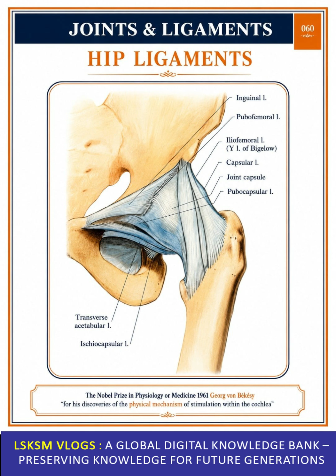Hip ligaments. Hip ligaments are strong bands of connective tissue that stabilize the hip joint. They prevent excessive movement while supporting walking, standing, and running.